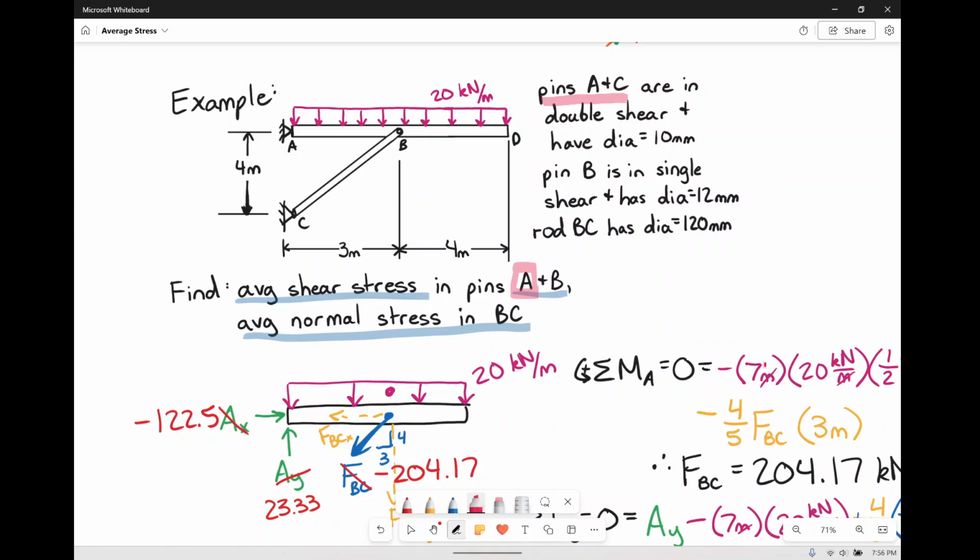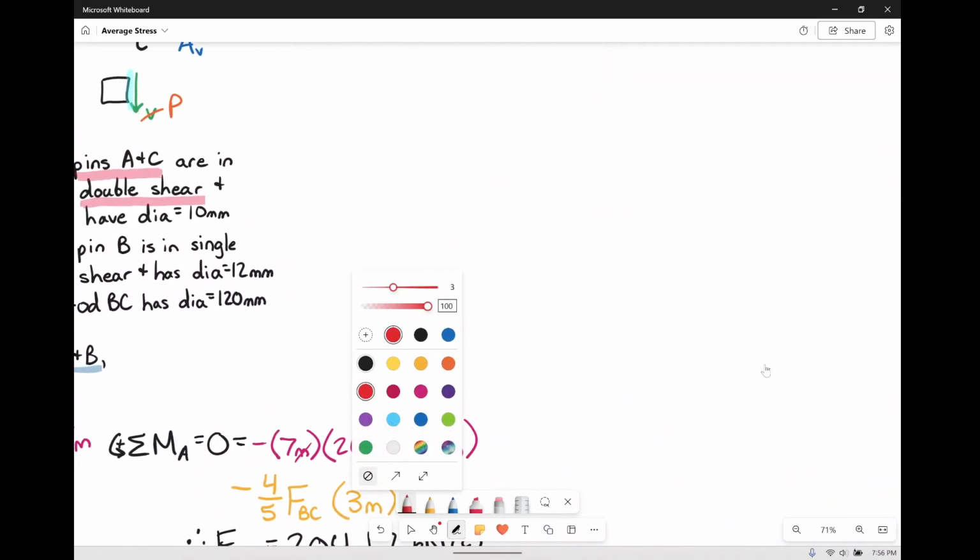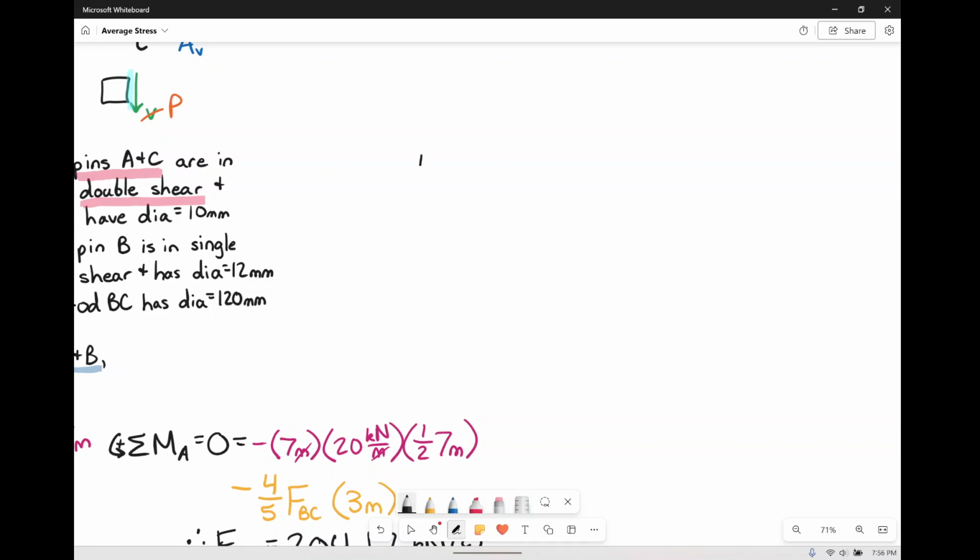A and C are in double shear. Double shear, what does that mean? Double shear means that when you're looking at this beam, let's say that's the cross section of my beam here.